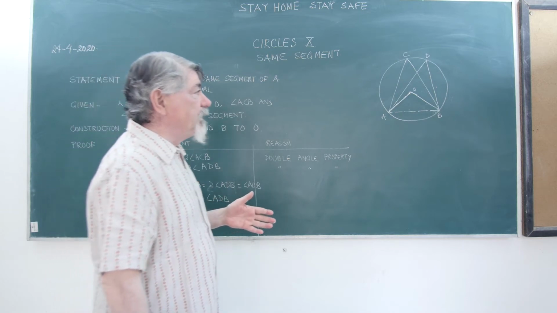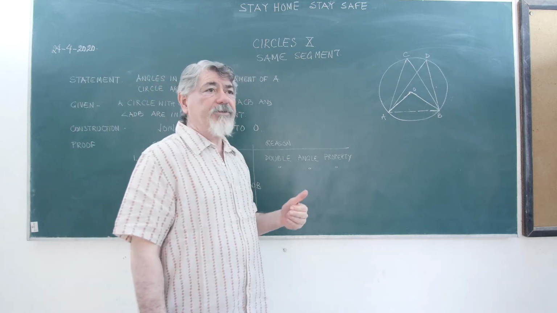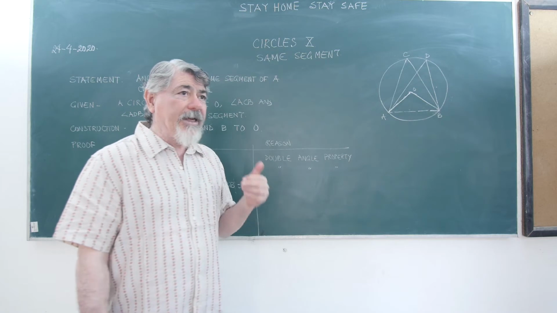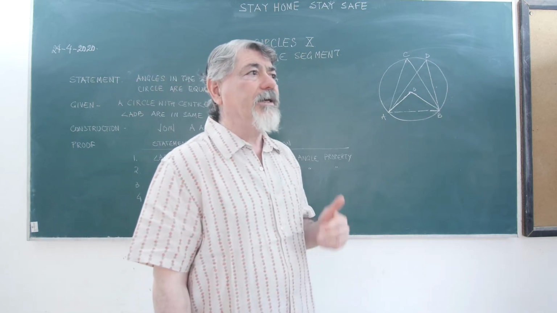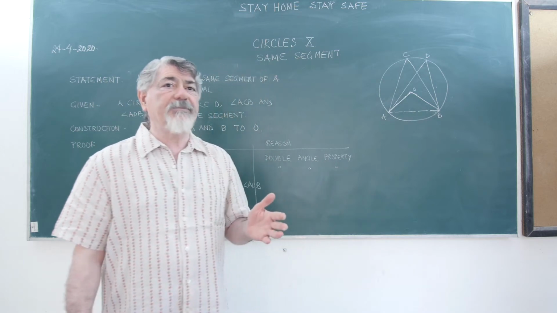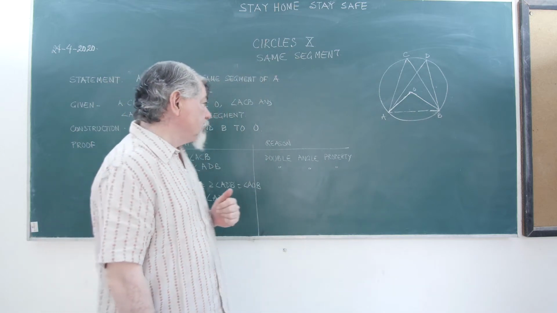Now we are going to prove it. We are going to use the theorem which we have already learned, that the angle subtended by an arc at the center of a circle is double the angle which it subtends at the remaining part of the circumference.